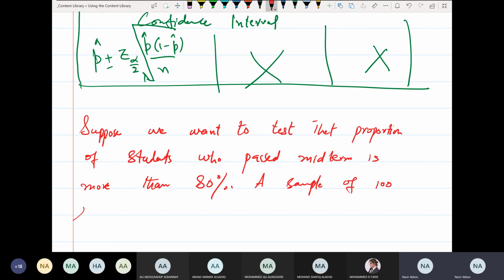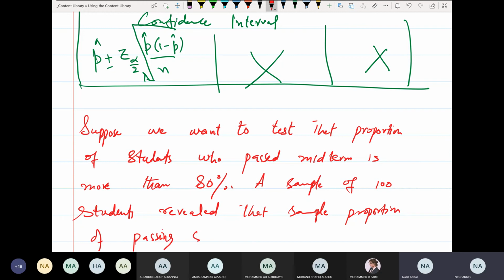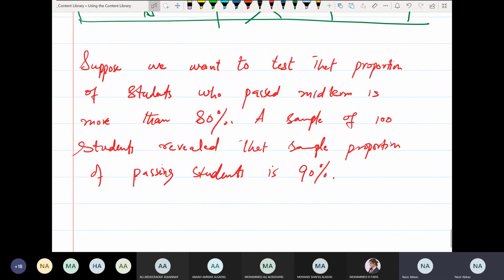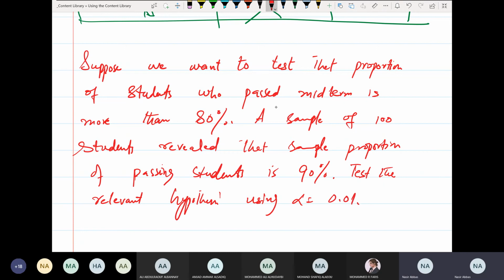of 100 students revealed that the sample proportion of passing students is 90%, let us say. Test the relevant hypothesis using alpha 1%.